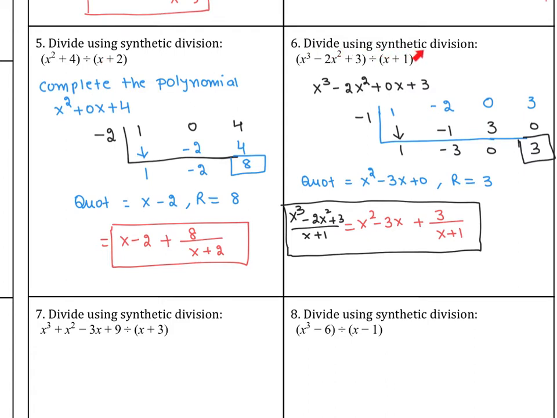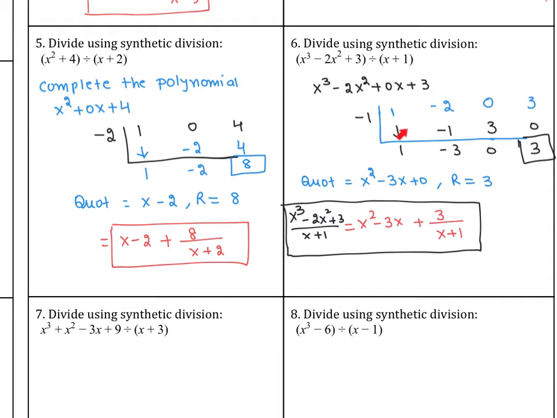Dividing using synthetic division again, you have to complete this polynomial. So x cubed, x squared, the x term is missing, so 0x for the missing term, plus 3. Coefficients are 1, negative 2, 0, and 3. You're using negative 1 to divide, so bring down the 1 as it is.